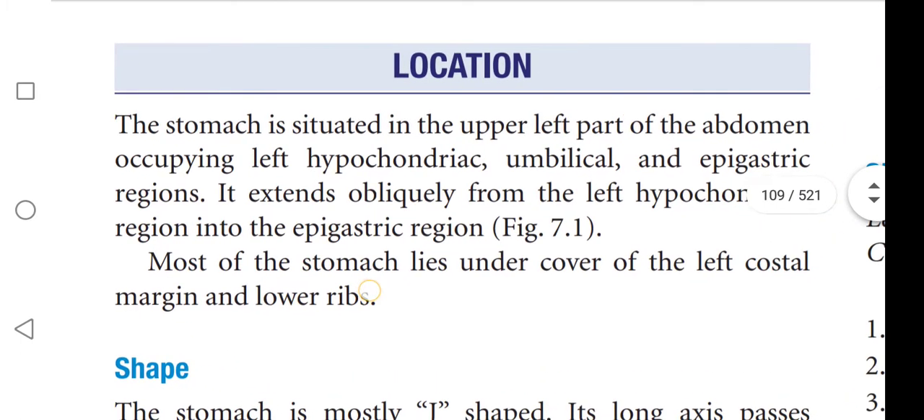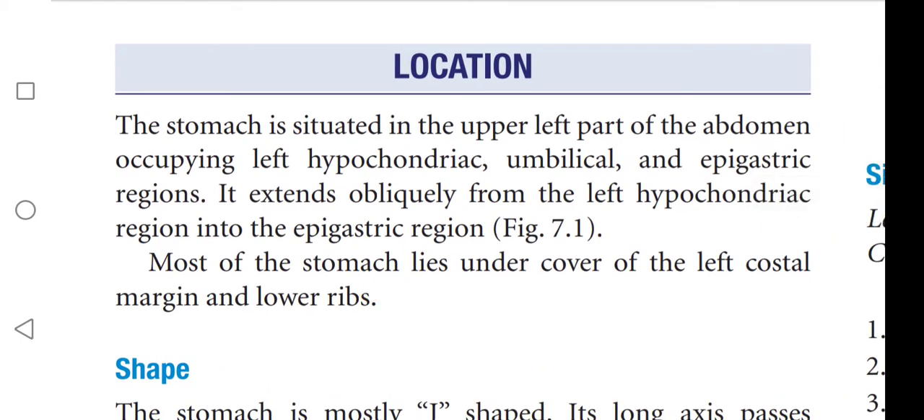Next, coming to the location. The stomach is situated in the upper left part of the abdomen, occupying left hypochondriac, umbilical and epigastric regions. It extends obliquely from the left hypochondriac region into the epigastric region. Most of the stomach lies under cover of the left costal margin and lower ribs.